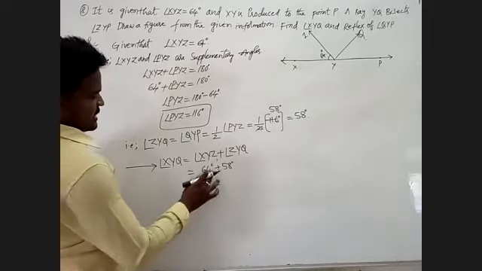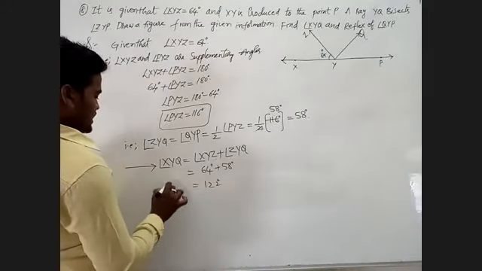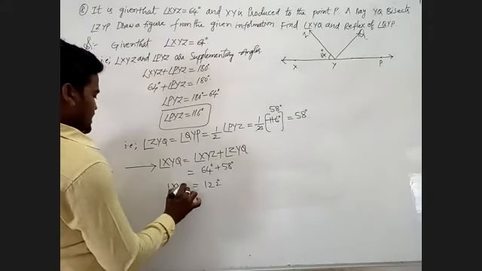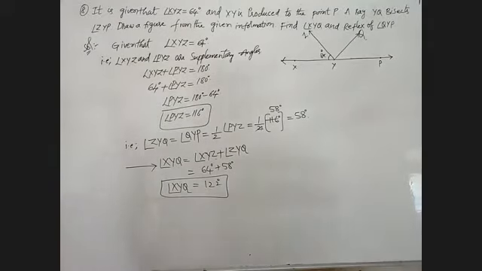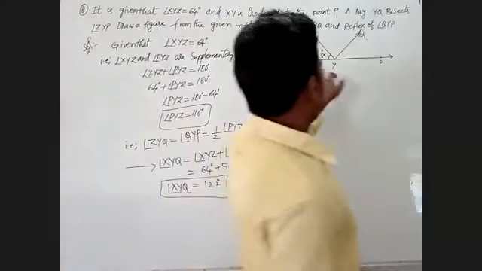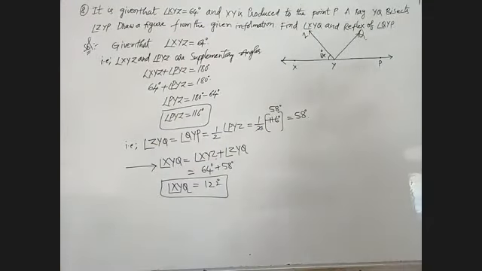After that we will find, 6 plus 3 is 12. That is, the total value is 120 degrees. This is the angle XYQ. That is, angle XYQ is equal to 120 degrees.